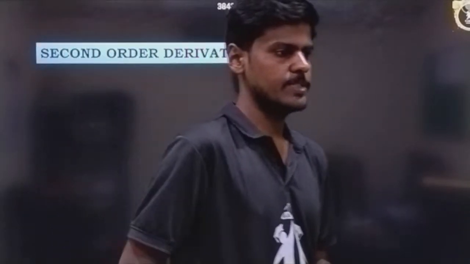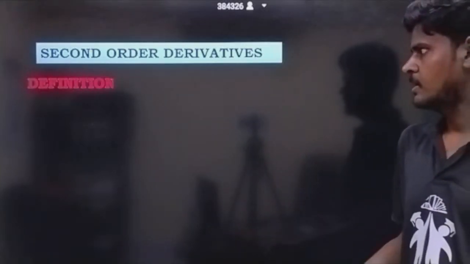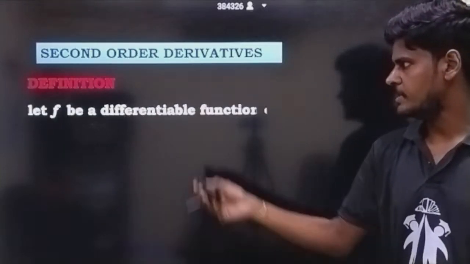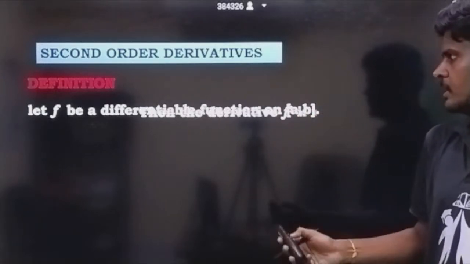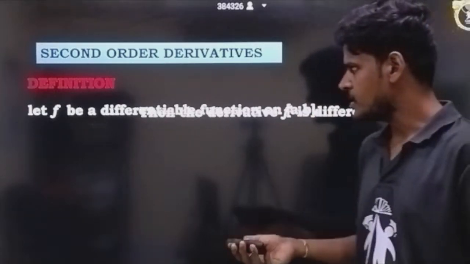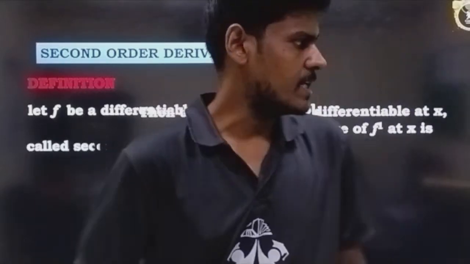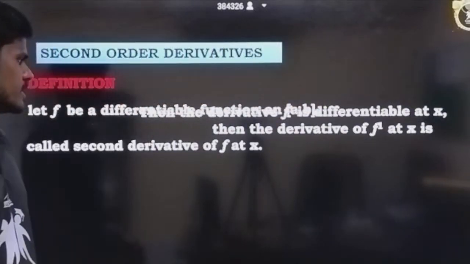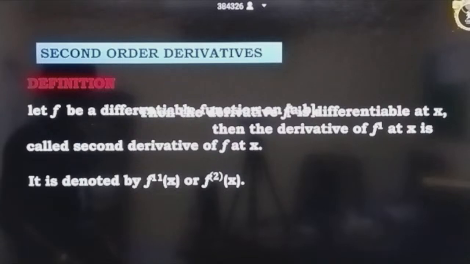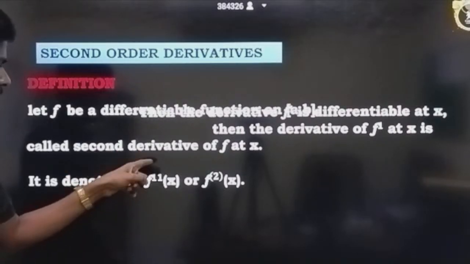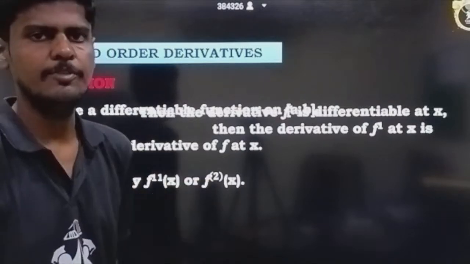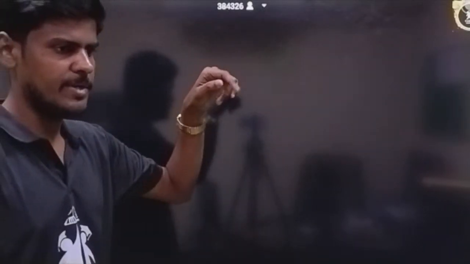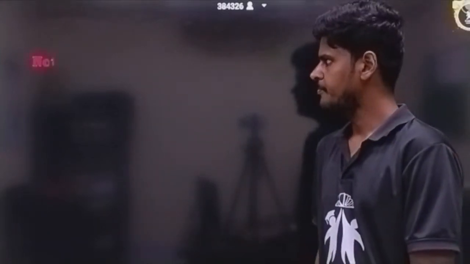Second order derivatives. What is the second order derivative? If f is a differentiable function on closed interval a to b, then its derivative is differentiable at x. If it is twice differentiable at x, then the derivative f dash of x is denoted by, the second derivative is given by f double dash of x or f superscript 2 of x, or sometimes they will give y double dash, which means the second derivative of f of x.